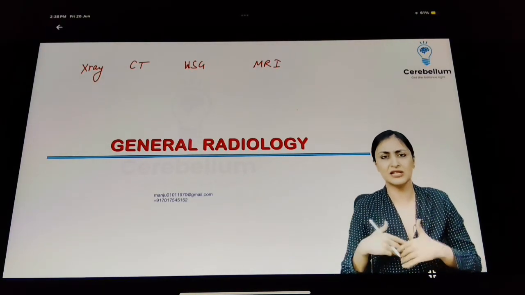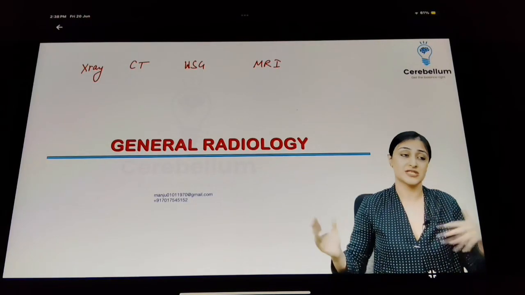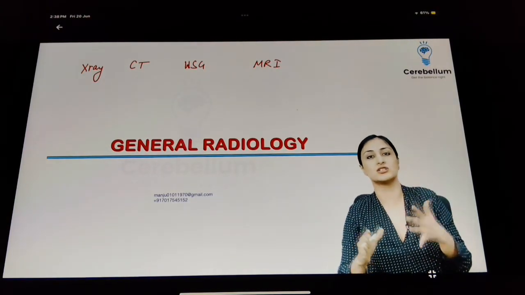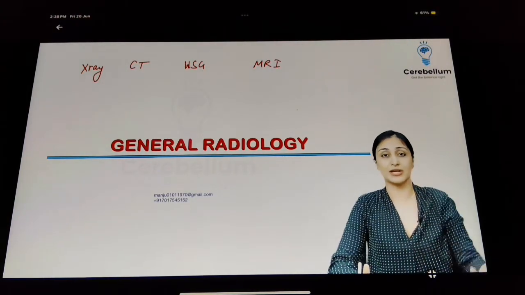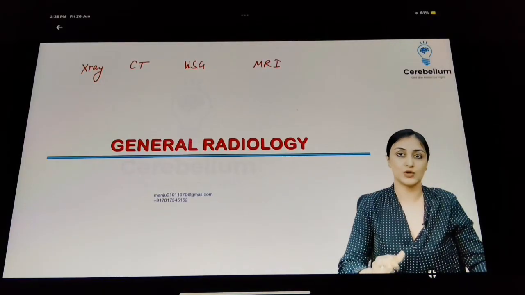And radiotherapy, again being a different MD branch, nothing to do with radiology. But still I'll be covering it for some reason. It's very small unit and you don't really get a lot of questions. So both of those we'll be looking at towards the end. In the beginning, I want to focus on diagnostic radiology.